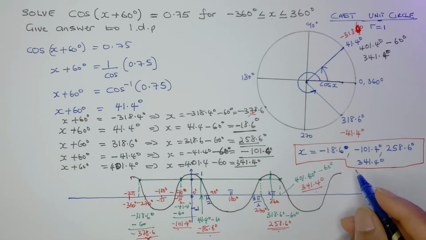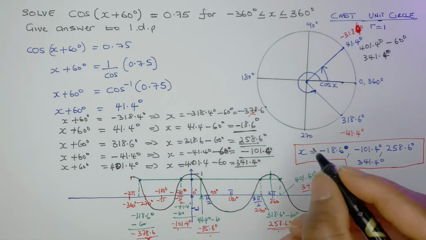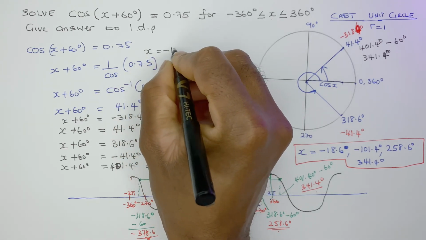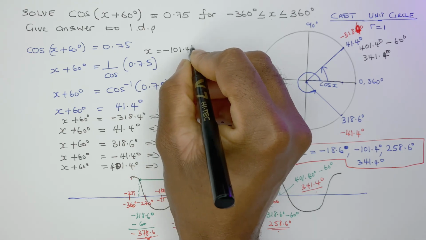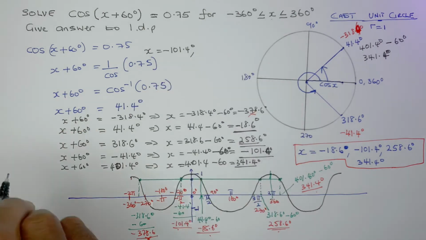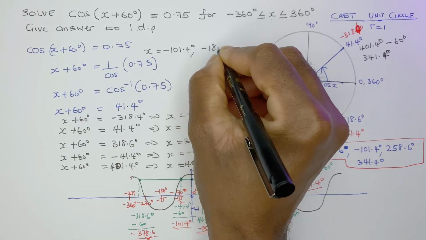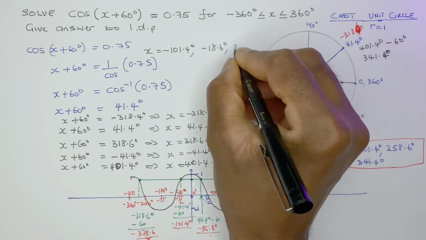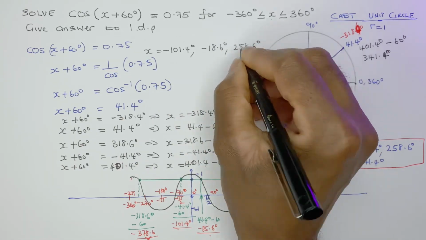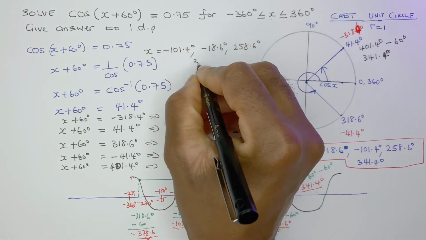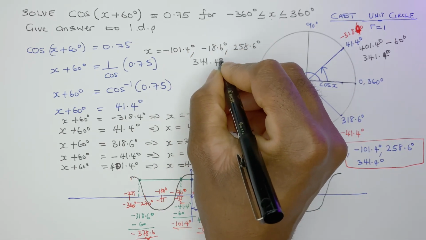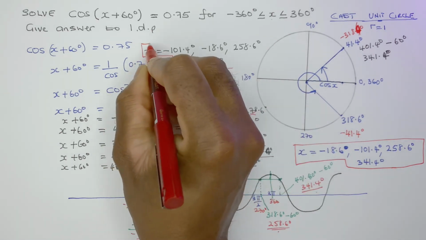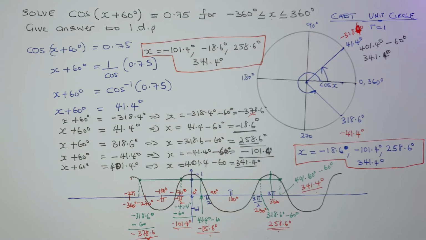If I were to write this in order, since this is not in order as it is, the first one would be x equals minus 101.4 degrees. The next one will be minus 18.6 degrees. The next one will be 258.6 degrees, and finally 341.4 degrees. So that will be the x values in numerical order.